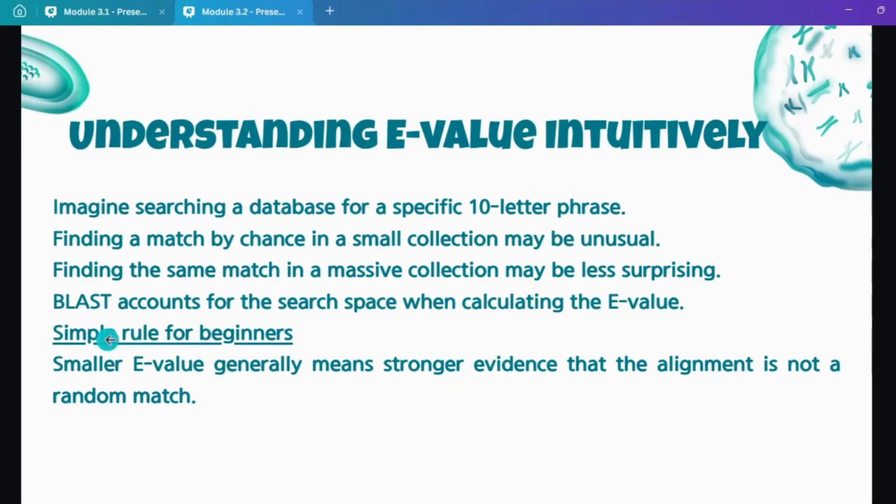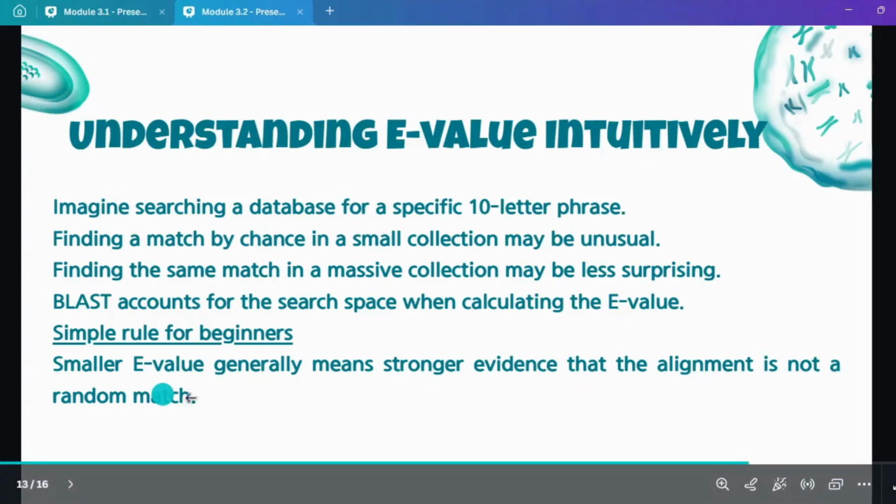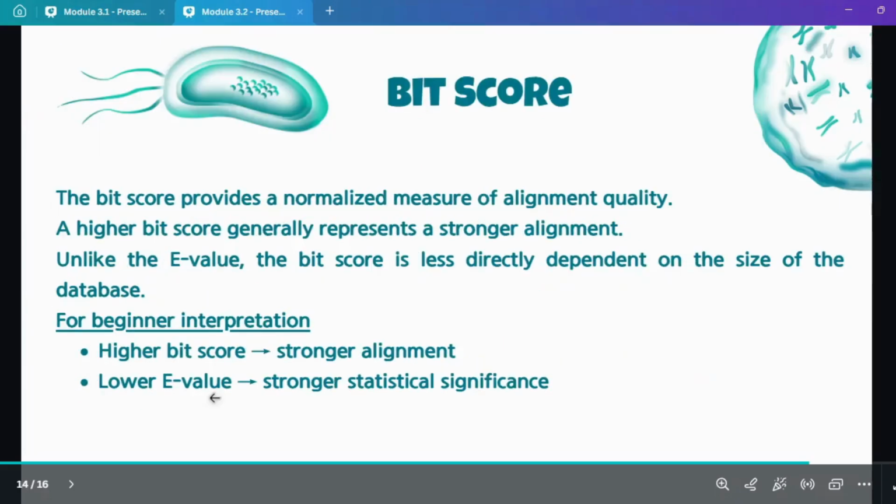If you are not getting this, I am repeating: just keep in mind this rule, a smaller e-value generally means stronger evidence that the alignment is not a random match. If you are getting a very low e-value, that means the computer has performed accurate work and your results are good. You can consider that match for further study.